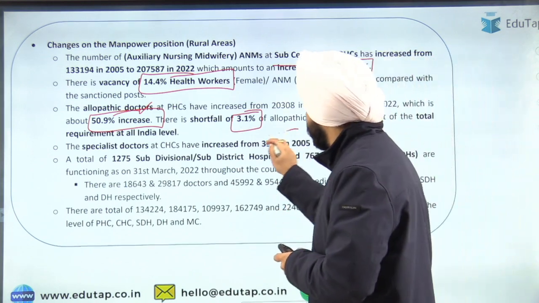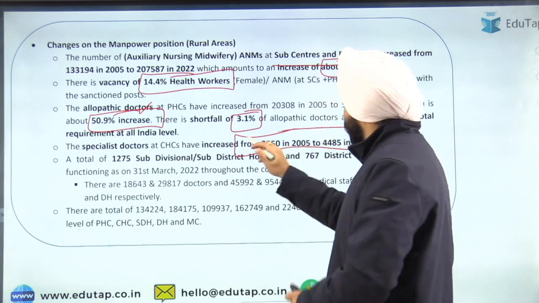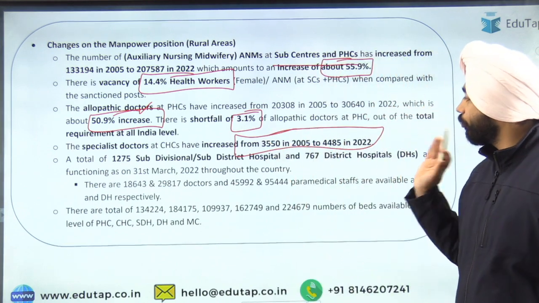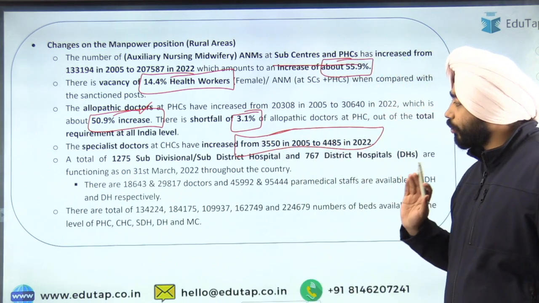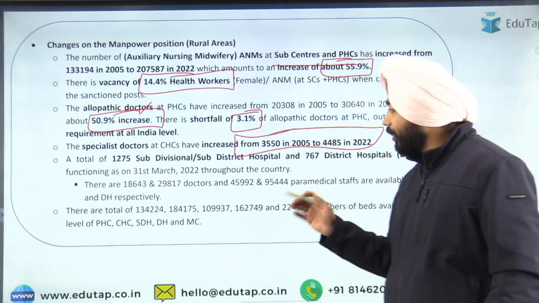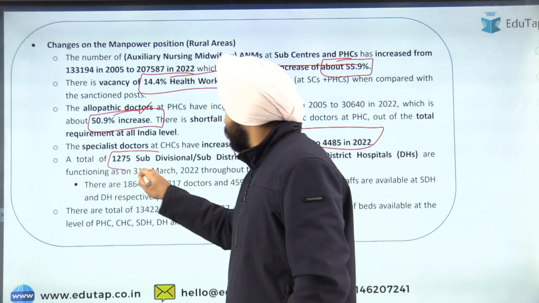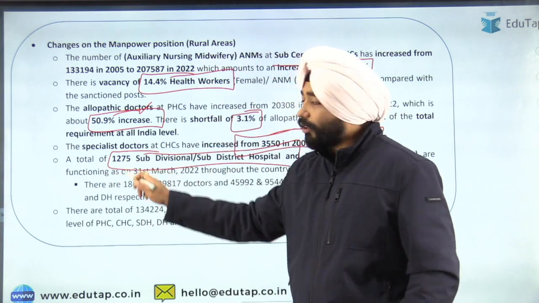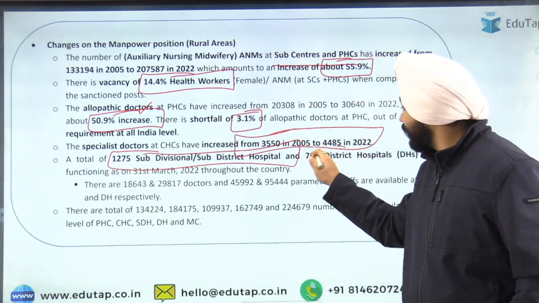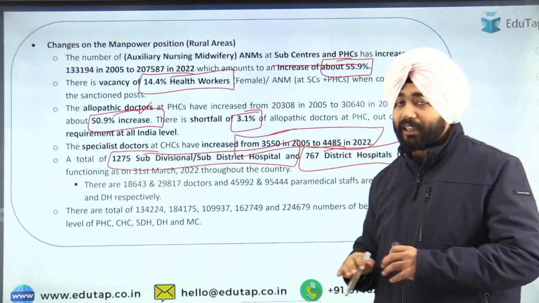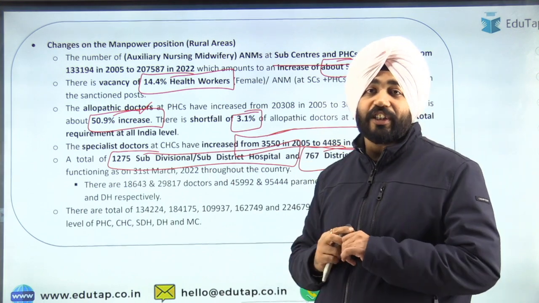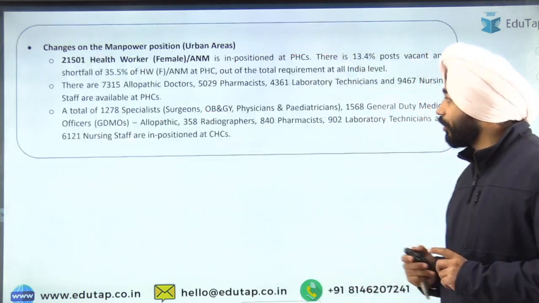Specialist doctors, it says they have increased from 3,550 to 4,485 in the year 2022. Okay? If I talk about sub division and sub district hospitals, there are 1,275 of them, and 767 district hospitals are there at present functioning all over India. This is the important thing to remember.